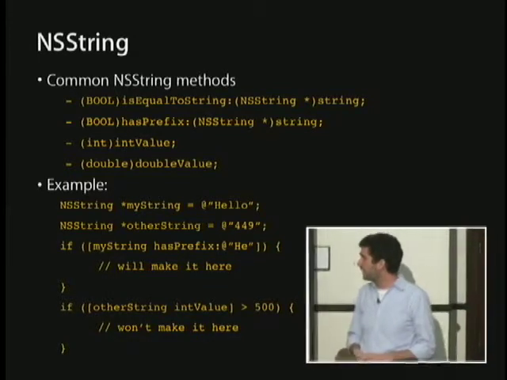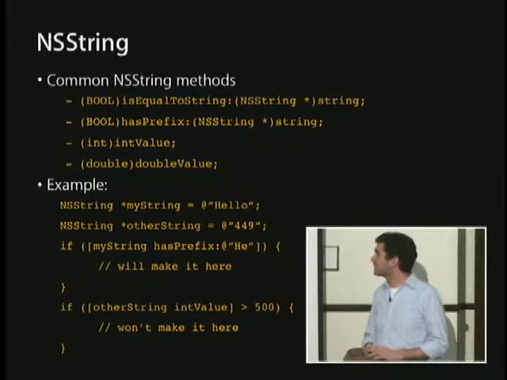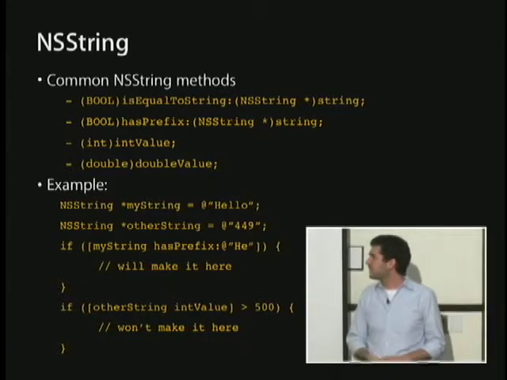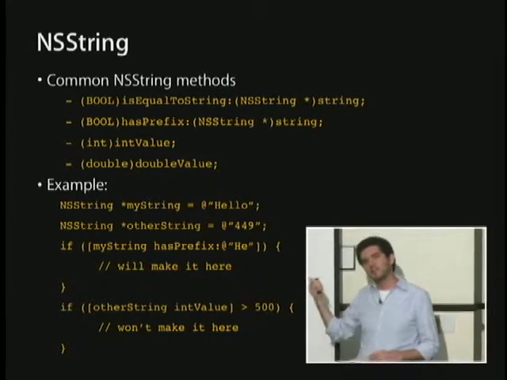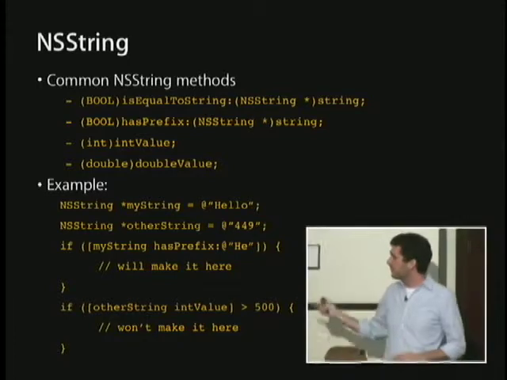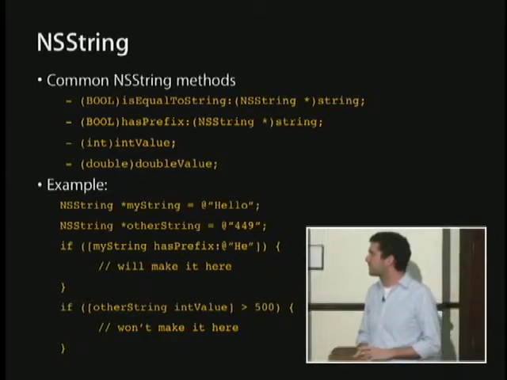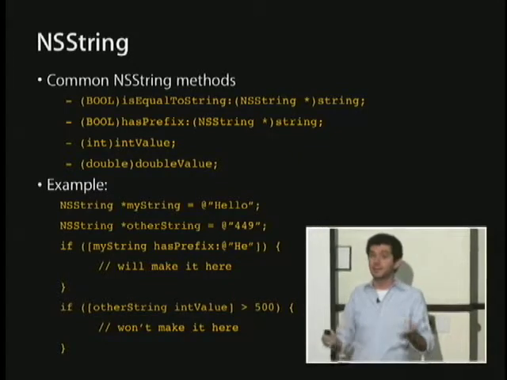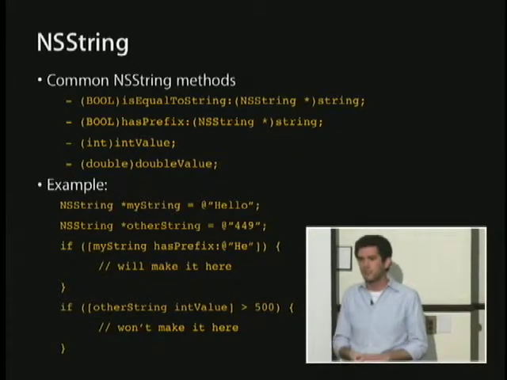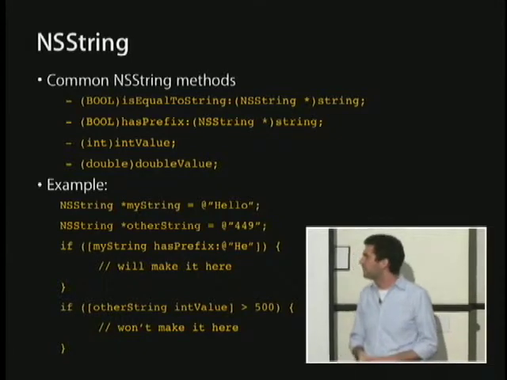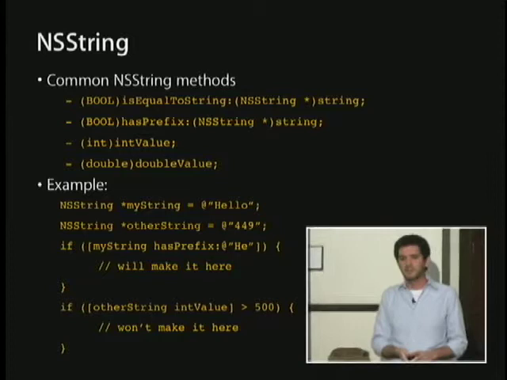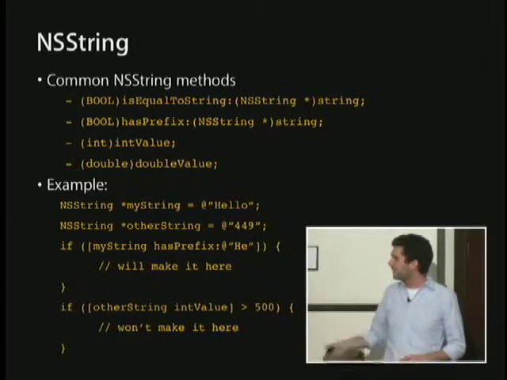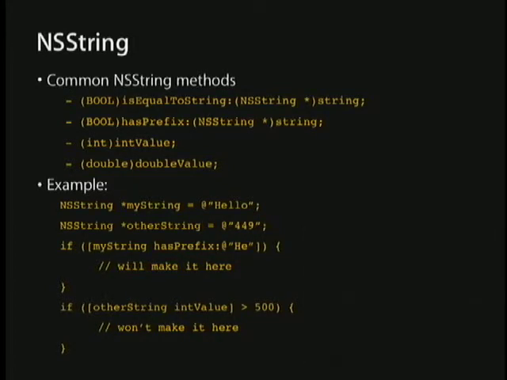So for example, if we had hello and 449 strings there at the bottom, we could check to see if myString had prefix "he", which it did, so that would return true. And you can also get the intValue of that string. Since the value is 449, calling intValue on it is going to return an int, not as a class or object or anything, just as an actual C integer, the value 449, so you can compare it directly against another value, 500, and find out that it's less than that.